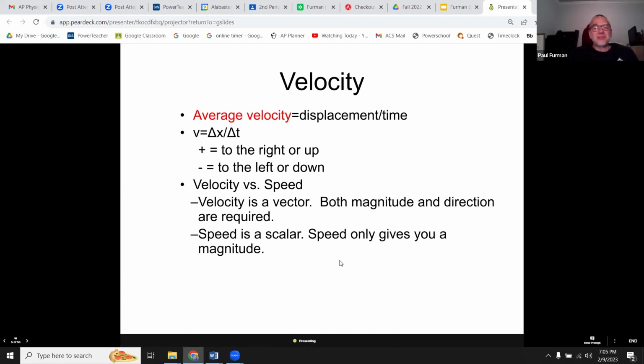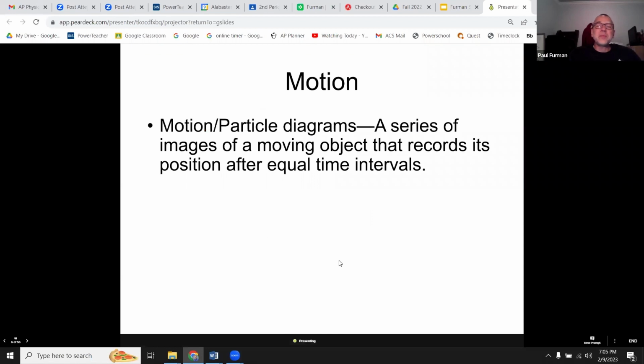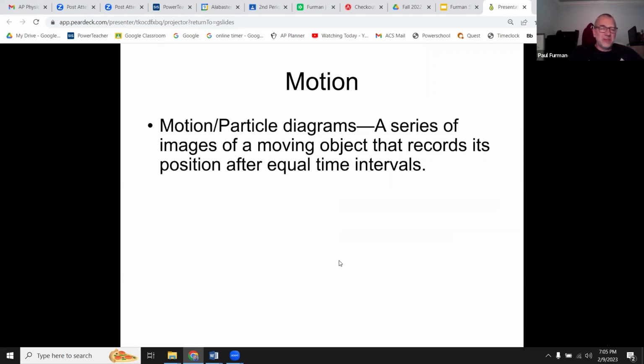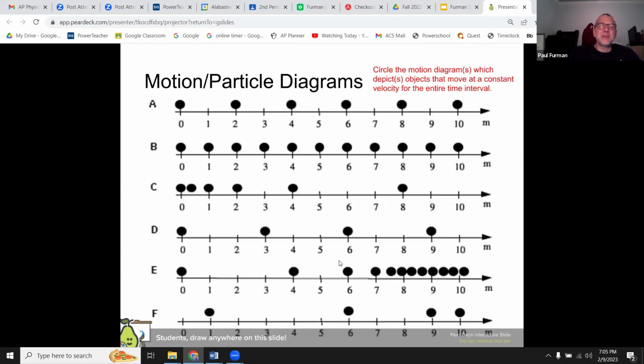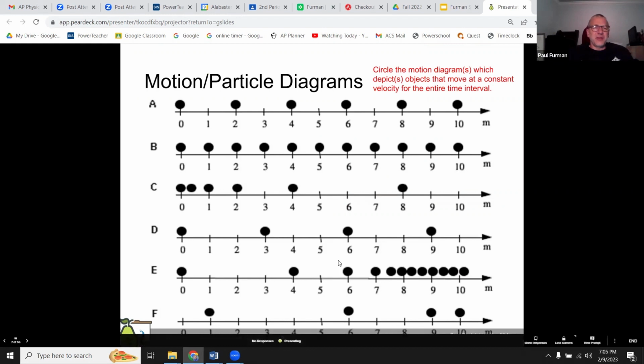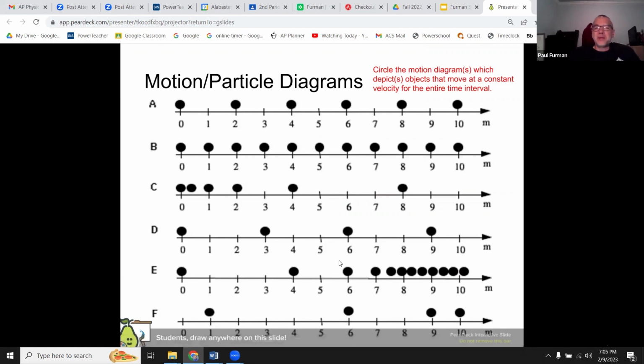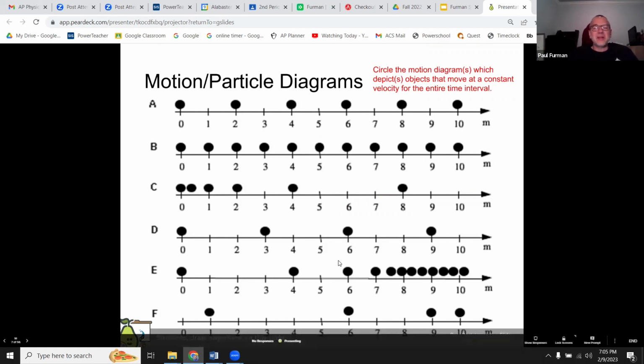As I mentioned before, velocity is a vector, speed is a scalar. The next couple of slides that we're going to see give you an opportunity to interpret some motion diagrams. Here's a set of 6 of them. You can think of the dot as an object, maybe a ball that's moving, and imagine that it's completely dark except there's a strobe light that's flashing. Every time that strobe light flashes, you see where the dot is.